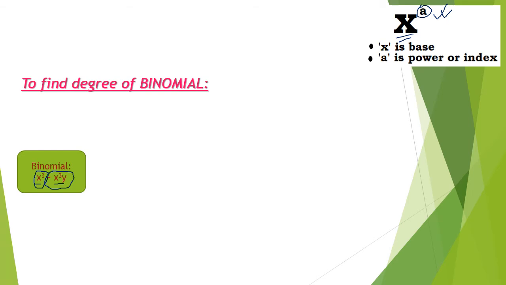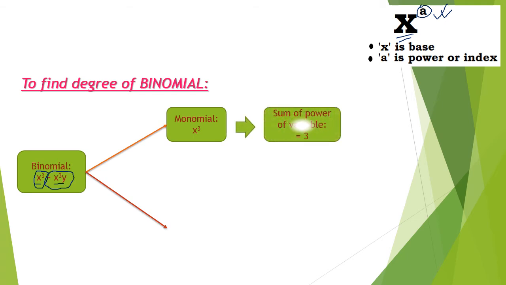In a binomial there will be two monomials. In a trinomial there will be three monomials, isn't it? So we have two monomials. Let's separate them. Now you can see a monomial x cube, and we can easily find the degree of this monomial. Sum of power of variable, there is only one variable, so it is 3, isn't it? It has only one variable, so its power is 3. Sum of power of variable is 3.